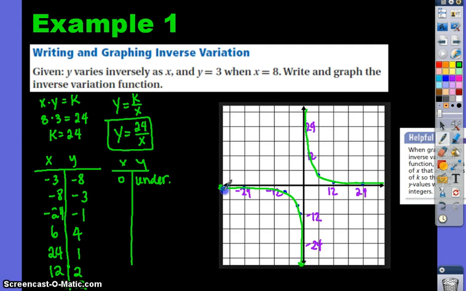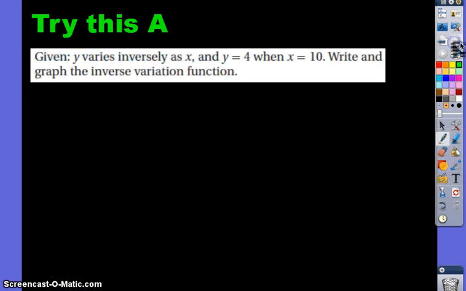So there is our equation. Of course, it's important to note that we never actually did get to 0. We'll talk more about why that is in upcoming lessons. So why don't you guys try this one?